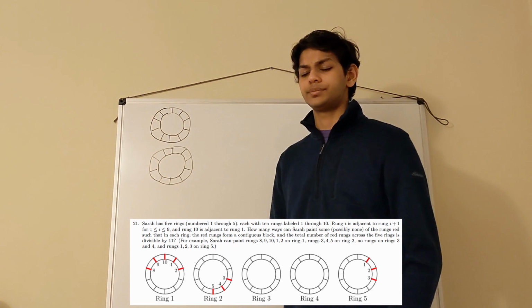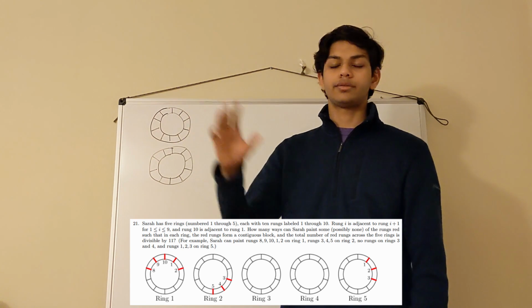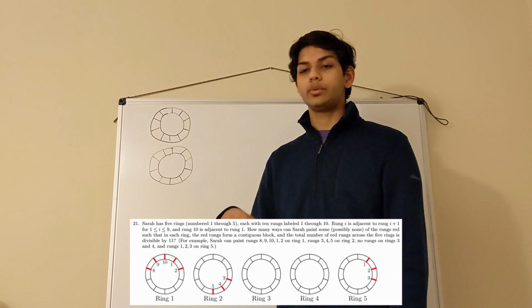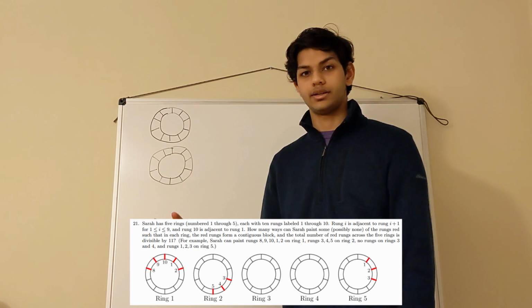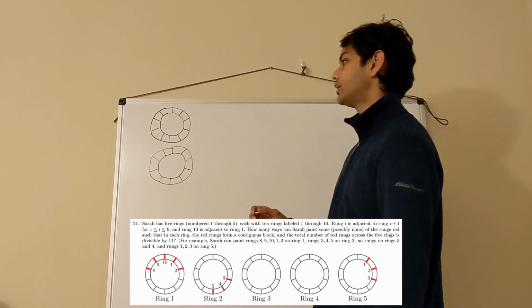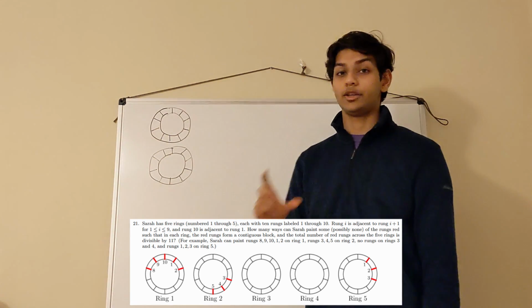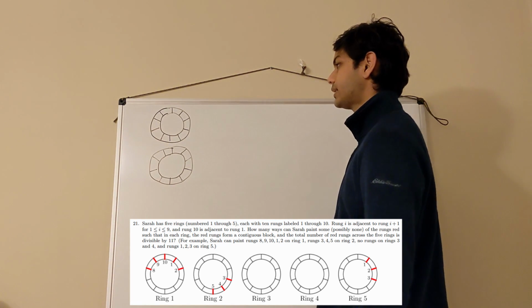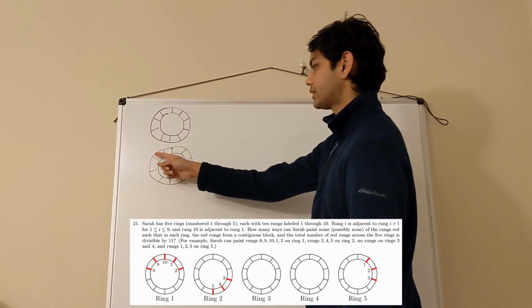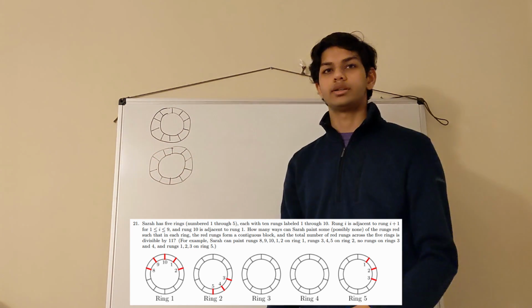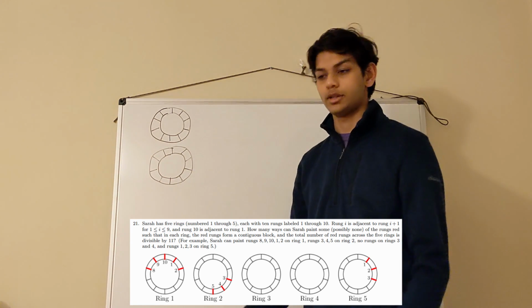It asks: if she paints a certain number of rungs on each ring, how many ways can she do it so that she has painted in total a multiple of 11 rungs? The key is that she paints them in contiguous blocks. What that means is that if she were to paint 3, she could paint these 3 which are next to each other, but she couldn't paint say 1, 2, and 3 because those aren't next to each other, so they don't form a contiguous block.